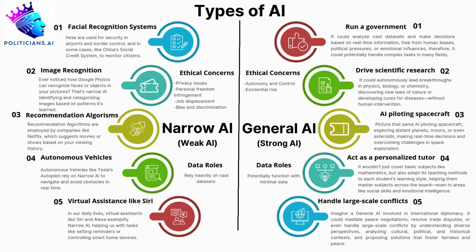Think of an AGI tasked with urban planning. It could design and manage entire cities, optimizing everything from transportation and energy use to waste management, while ensuring the city remains environmentally sustainable and livable for its inhabitants.